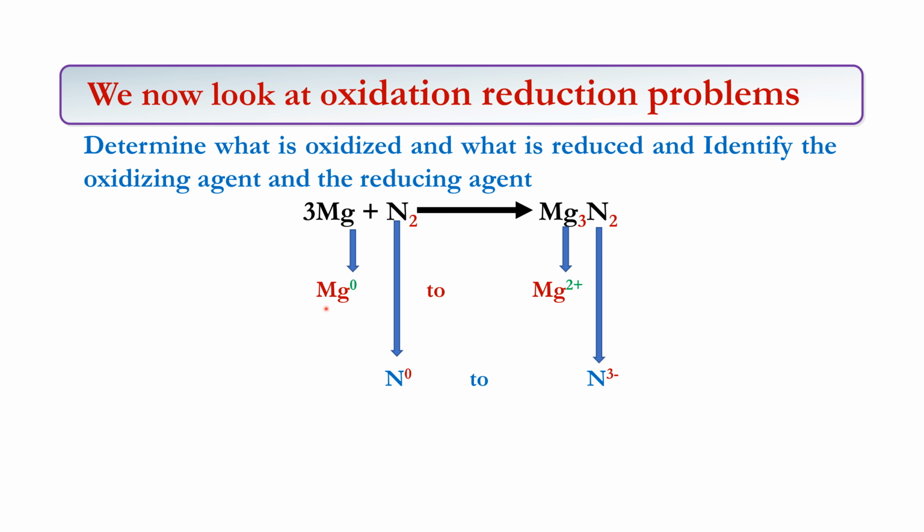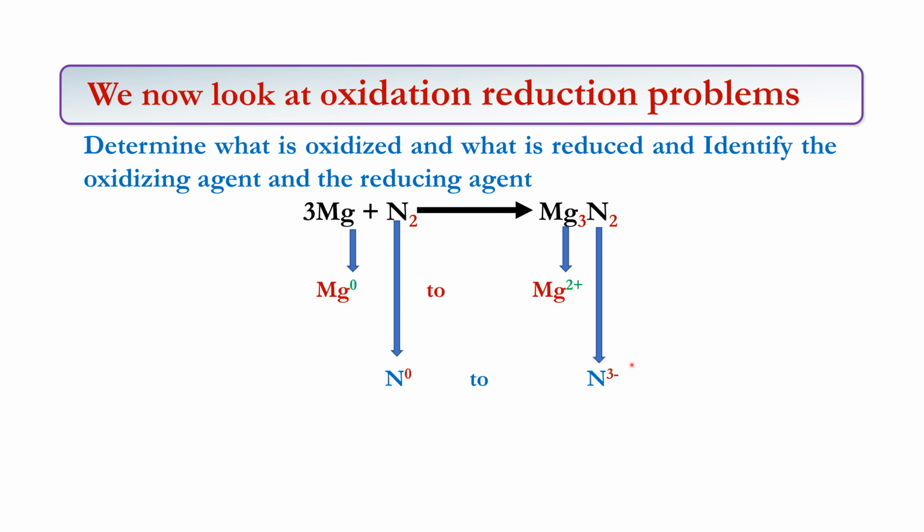For magnesium, its oxidation number increases from 0 to +2. Therefore, magnesium is oxidized. And magnesium is the reducing agent because a reducing agent is oxidized during a chemical reaction. So magnesium is oxidized and is also the reducing agent.